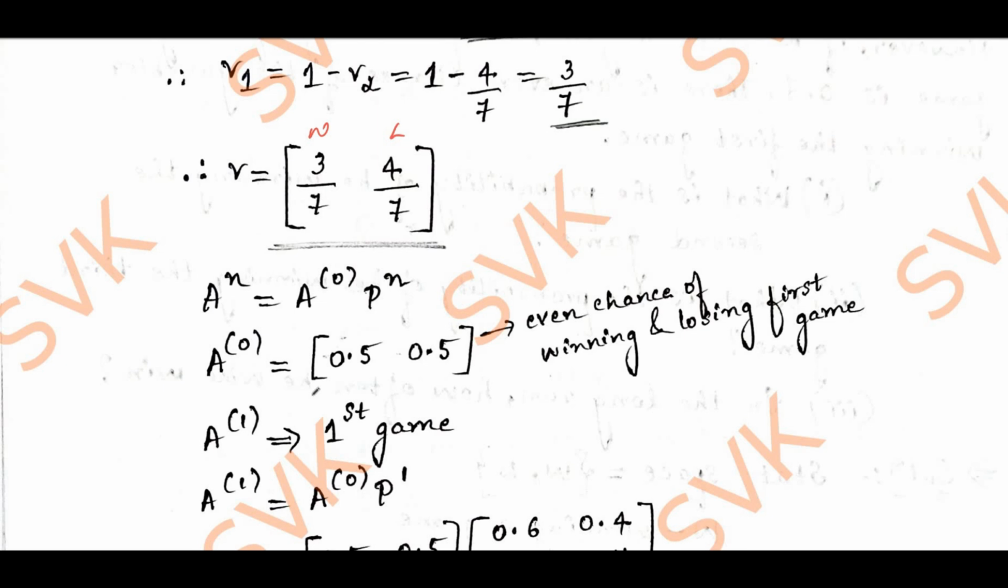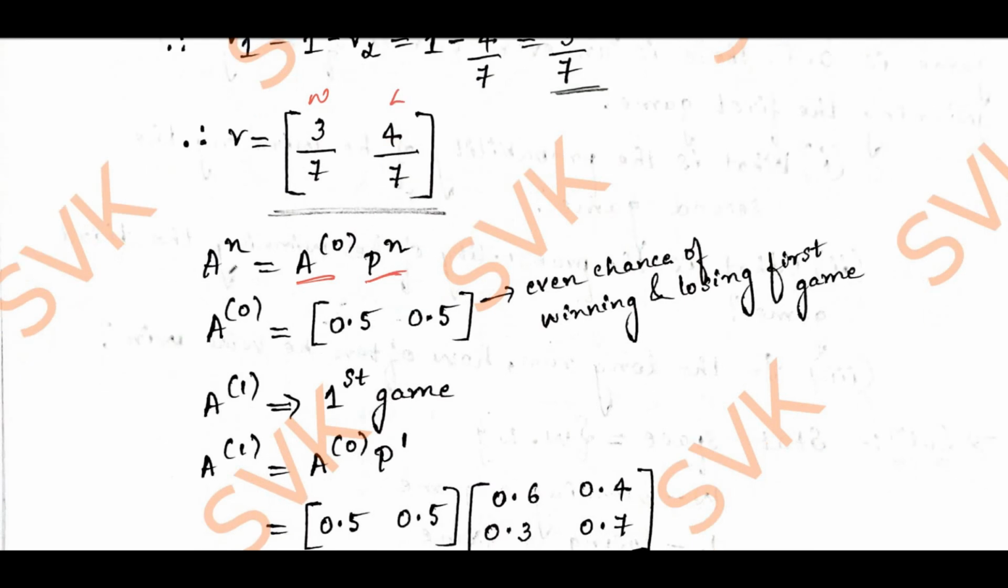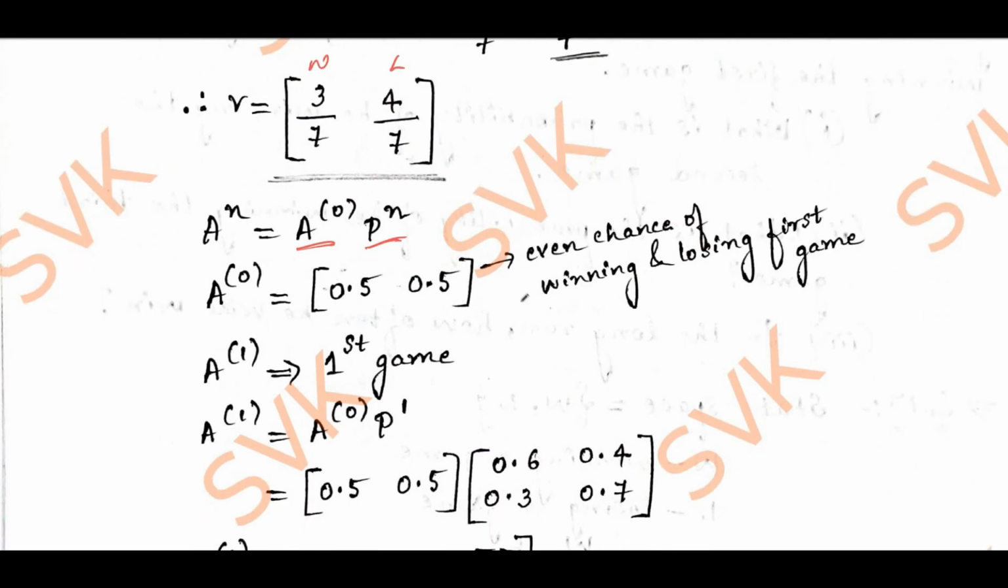So to find out anything like that, we need to find out A power n. A power n will be equal to A power 0, the initial matrix, multiplied with p power n. So here we have A power 0. A power 0 is 0.5, 0.5, since there are even chances of winning and losing the first game. So the probability of winning and losing the first game is equally distributed. That's why we have taken the initial vector as 0.5, 0.5. It has been given in the question itself.